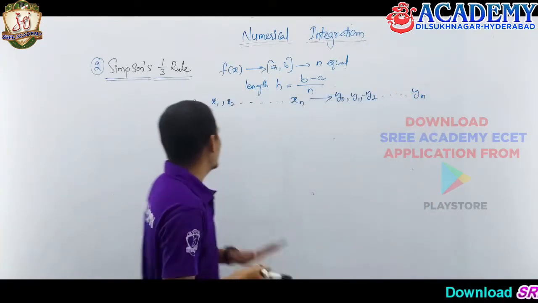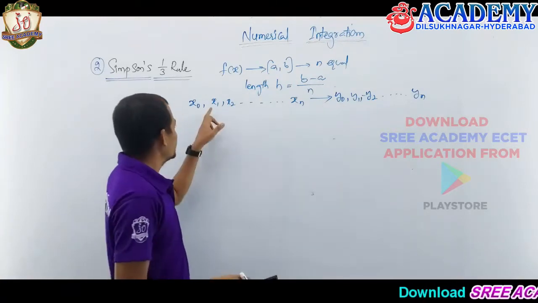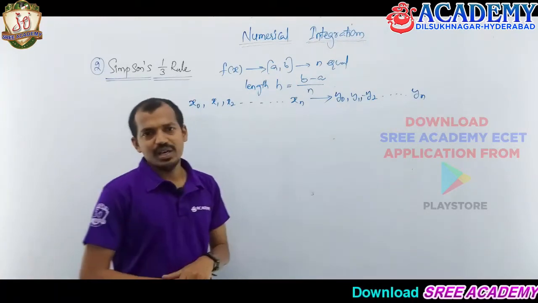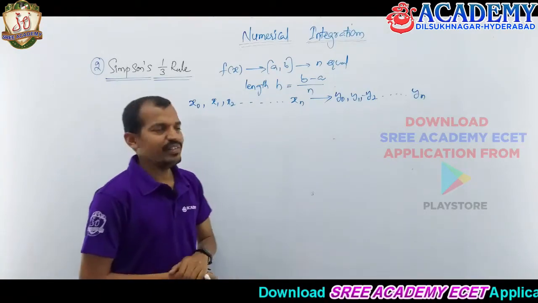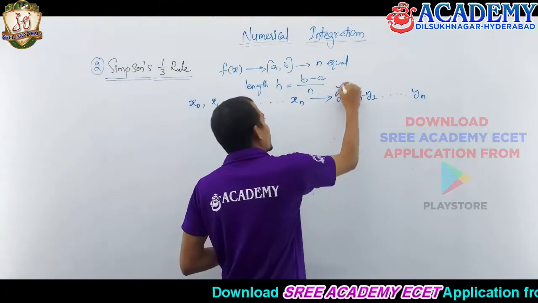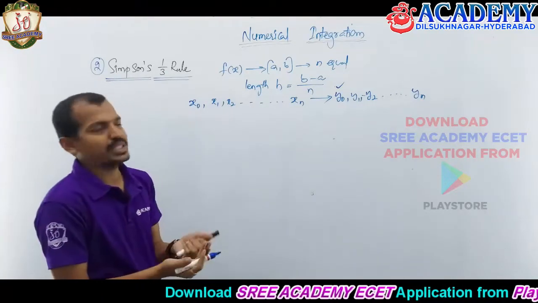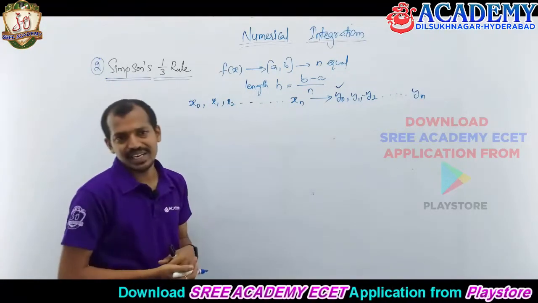Same thing, if you substitute x0 you will get y0. If you substitute x1 you will get y1, and so on. By using these x values and y values, most of the time we take the y values, that is, by substituting the x values you get the y values.